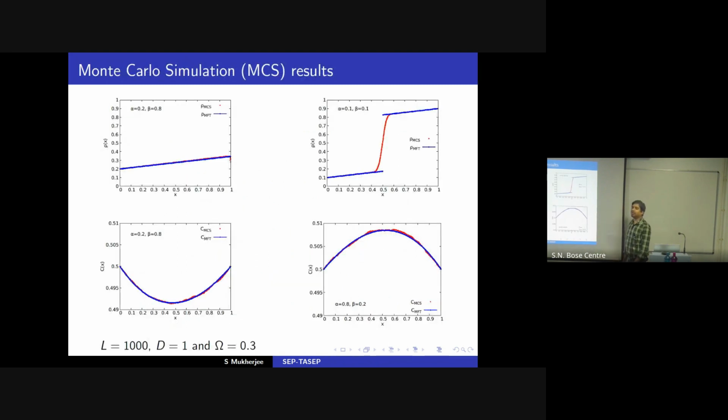To verify the accuracy of our MFT predictions, we perform Monte Carlo simulation. Here the blue lines are coming from the MFT and the red dots are coming from the MCS simulation. We perform the MCS study with a system of L equal to 1000, D equal to 1, and omega equal to 0.3. You see excellent agreement between the Monte Carlo result and the MFT results.